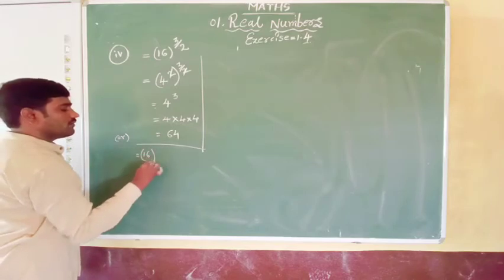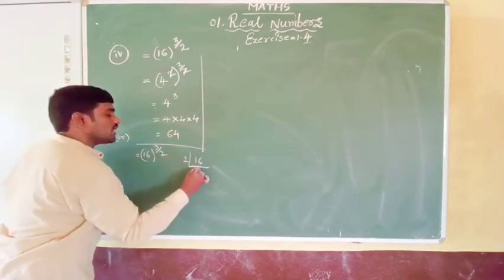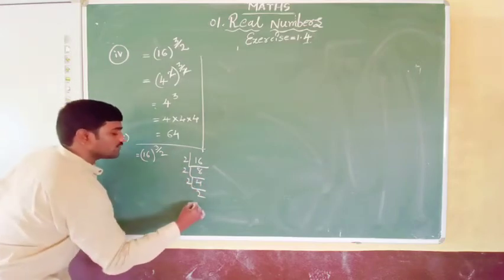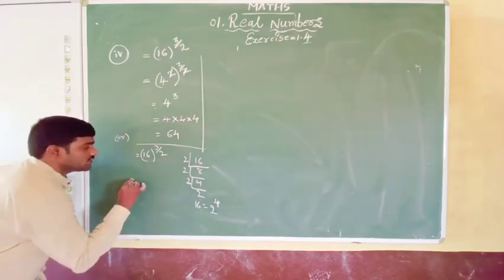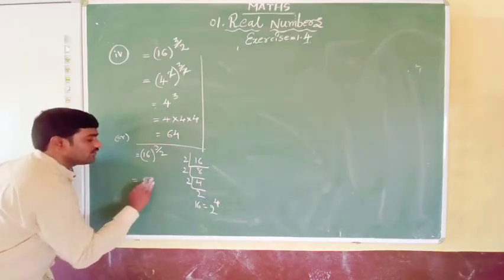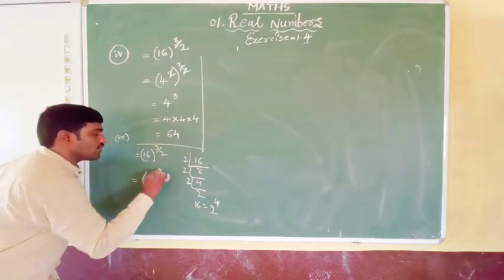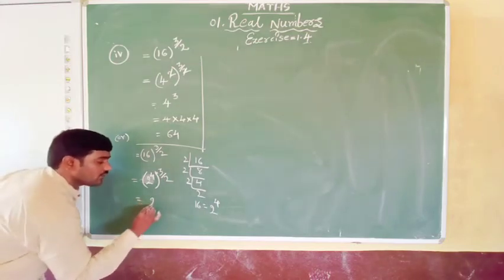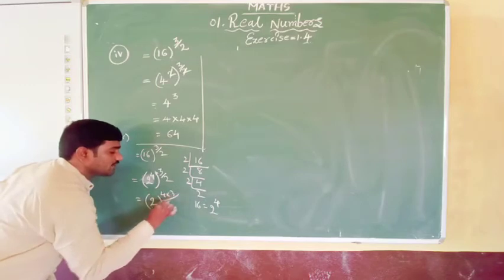16 whole to the power of 3 by 2. This 16 you factorize. 2 8s are 16, 2 4s are 8, and 2 2s are 4. That means 16 we can write as 2 to the power of 4. So we get 2 to the power of 4 whole to the power of 3 by 2. This is multiplication. Let us multiply here, 2 to the power of 4 into 3 by 2.